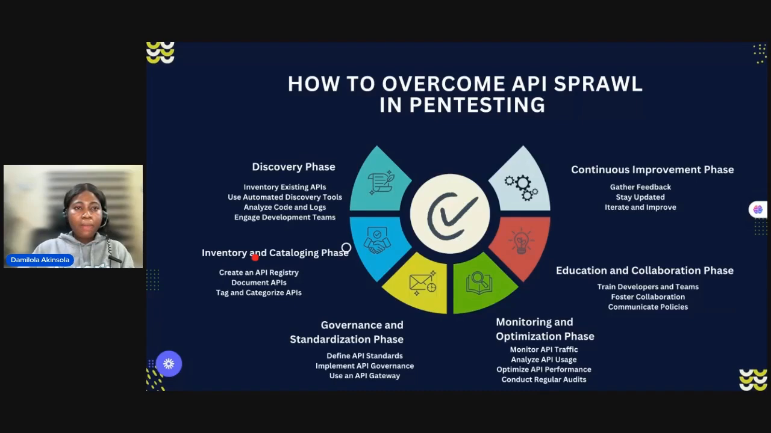Now, governance and standardization phase. This phase is so vital because if you don't have governance, API sprawl would get worse over time. So we need governance to level it. This is where you're defining policies and enforcing standards to ensure that APIs remain manageable and secure.